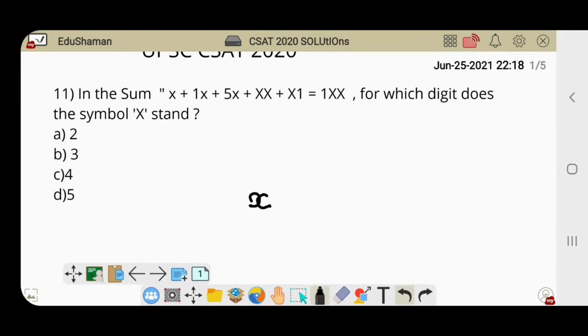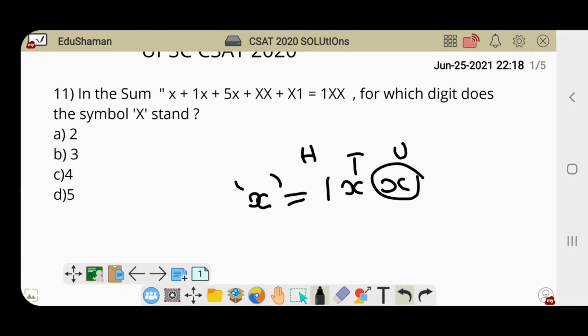It appears in the units place of the number 1xx, which has units place, tens place and hundreds place. So this x is also equivalent to the sum of the units places of the constituent numbers, that is these numbers.